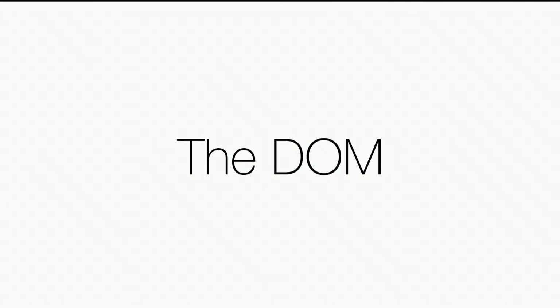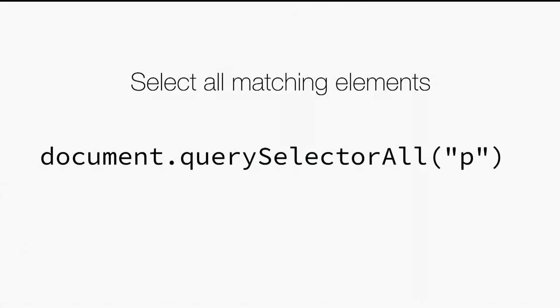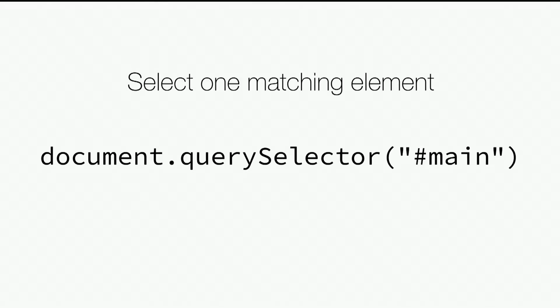We learned about selecting all elements on a page that match a particular selector, and that is document.what? To find all matches. querySelectorAll. That's right. So this would find all paragraphs on the page. To select one matching element, it's just document.querySelector. So for example, if we wanted to find the element with an ID of main.